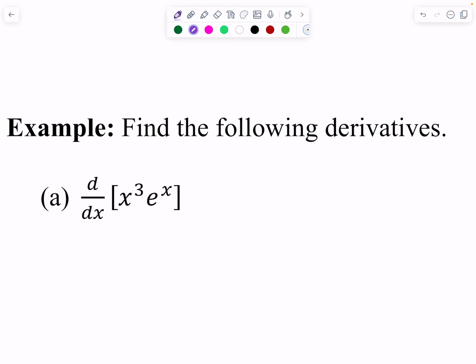So taking the derivative of x cubed times e to the x, that's a product. So we could apply the product rule for differentiation. So first factor times the derivative of the second factor would be e to the x, plus the second factor, and then times the derivative of the first.